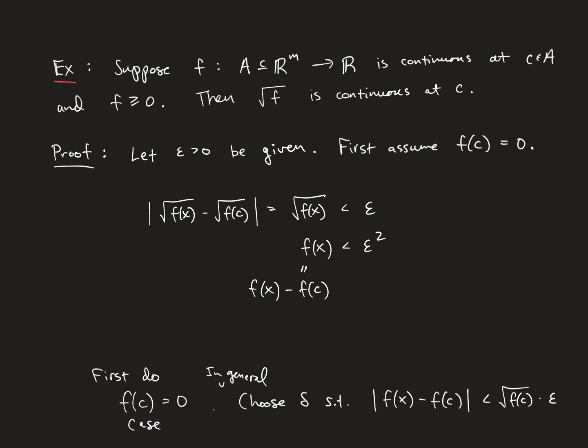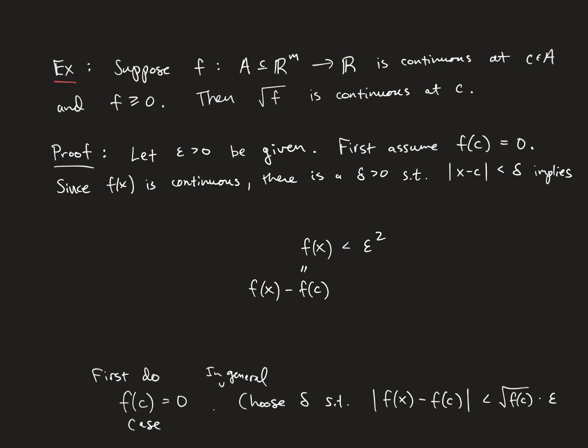So our epsilon greater than 0 is given. So since f of x is continuous, there is a delta greater than 0 such that when x and c are at a distance less than delta from each other, that implies that the distance between f of x and f of c, which is just equal to f of x, is less than epsilon squared.